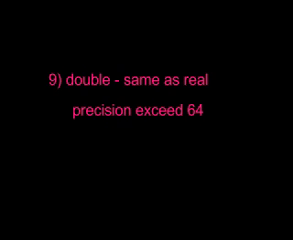The next data type is the double data type. It is the same as real, but one difference is that the real data type has a maximum precision value of 64, while in double we can exceed 64. The precision value can exceed 64. That is the double data type.